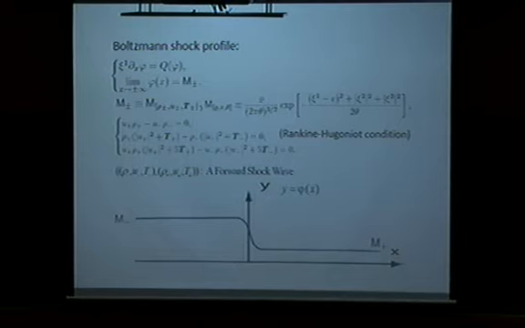Now, since we are talking about the shock wave, this means the end states are stationary solutions. So this is the Rankine-Hugoniot condition. And for the shock profile, if these two end states are close to each other, then the profile will look like a hyperbolic tangent profile.